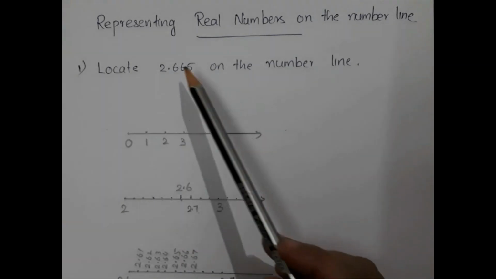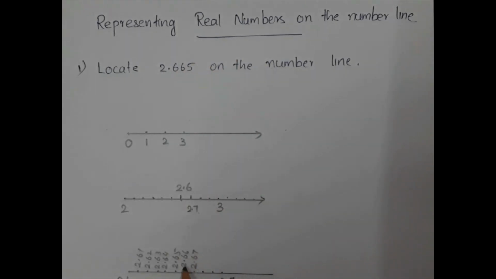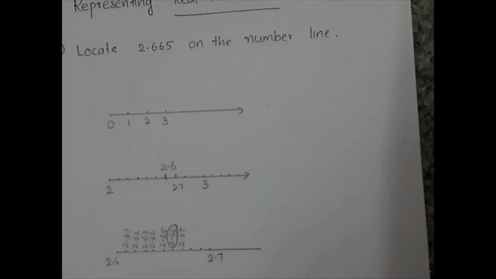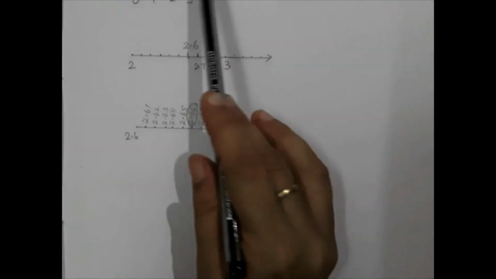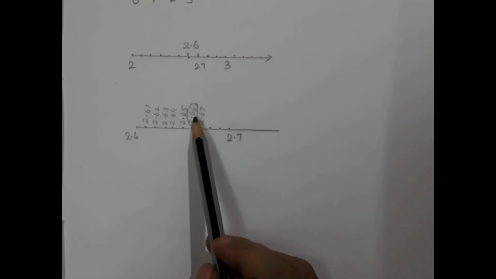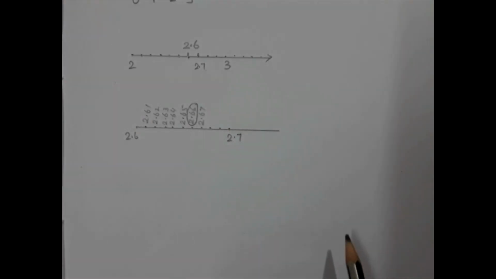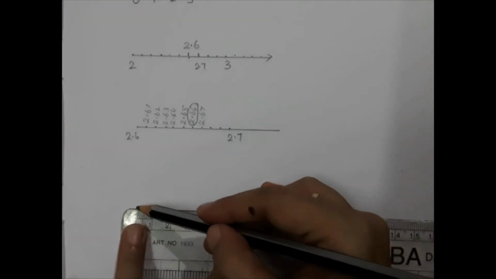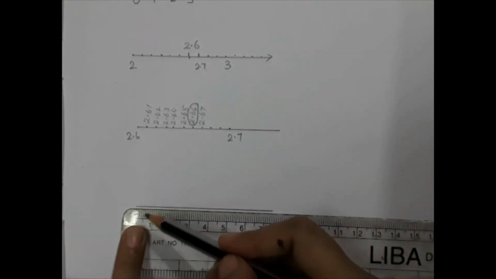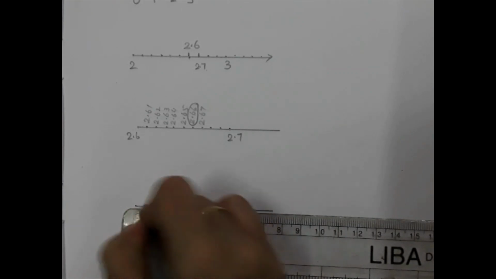Here we need 2.66, that is this one, so that represents 2.66. Okay, again you want to continue? Yes, that is 2.665 we need. That is in between 2.66 and 2.67. So again you want to construct and divide it into 10 equal parts.